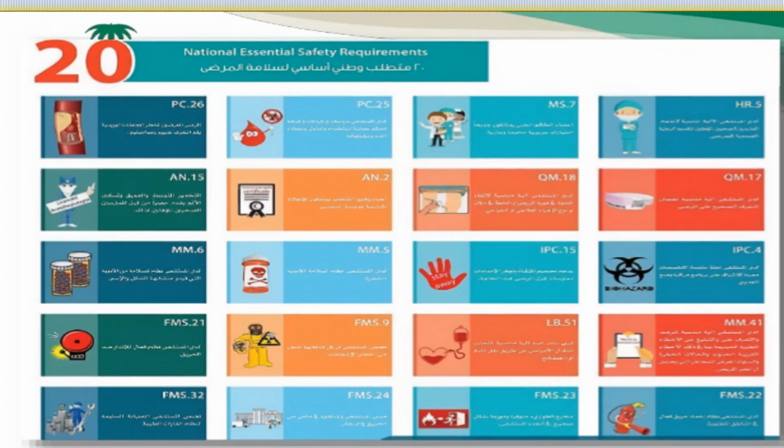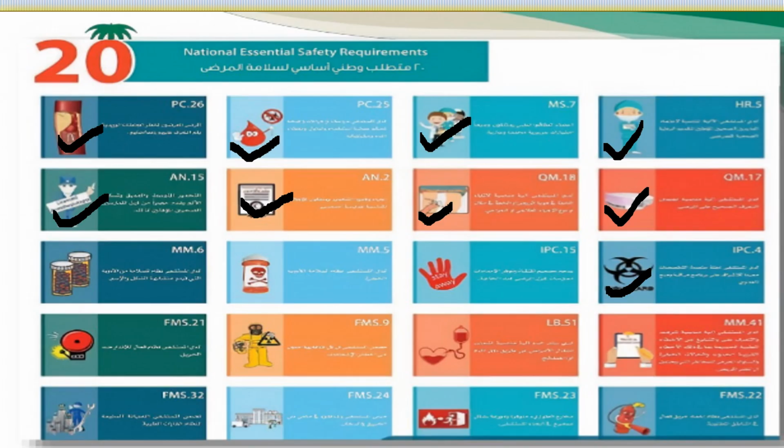Okay, now let's have a quick review of the 20 ESR standards of the SIBAHE, starting with HR5, the process of staff credentialing; MS7, the clinical privileges for medical staff; PC25, handling, use, and administration of blood and blood products; PC26, DVT identification and management; then QM17, the process of correct patient identification; QM18, the process to prevent wrong patient, wrong site, wrong surgery or procedure; AN2, the anesthesia staff having an appropriate qualification; AN15, only qualified staff performing the moderate sedation or the conscious sedation.